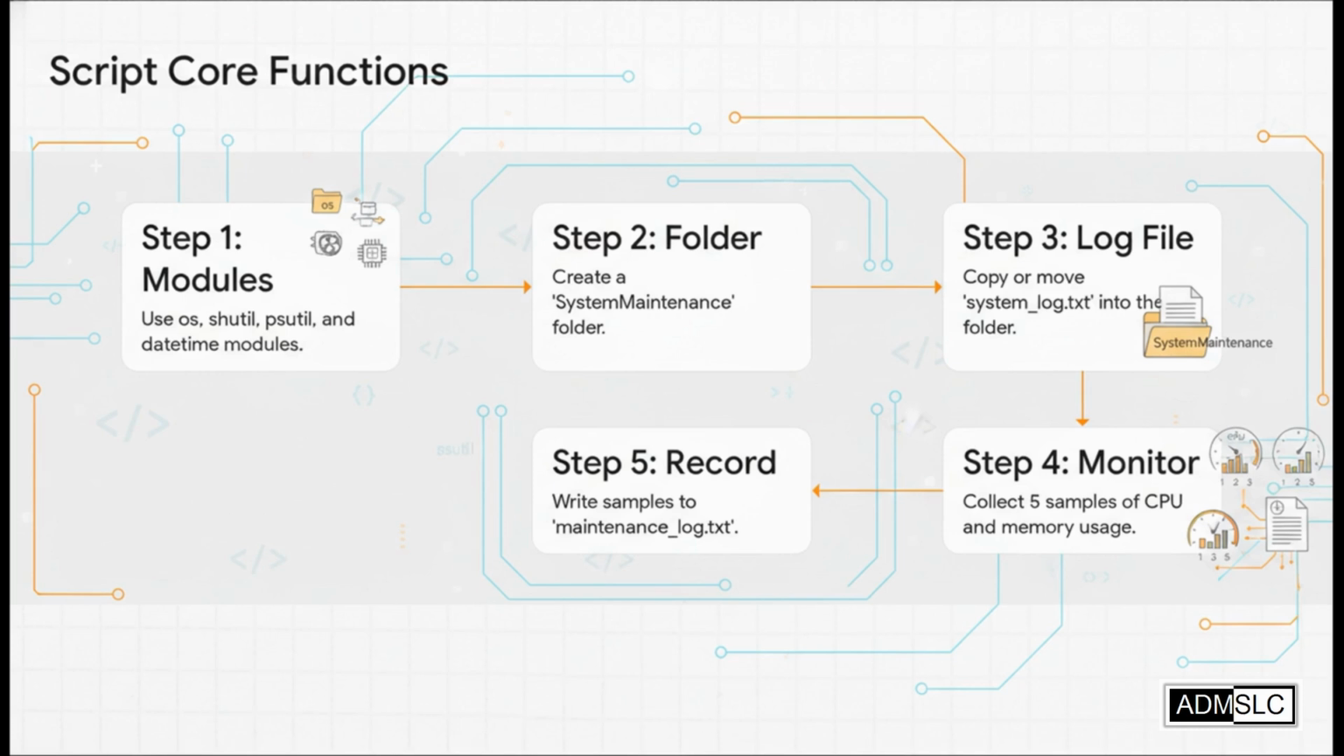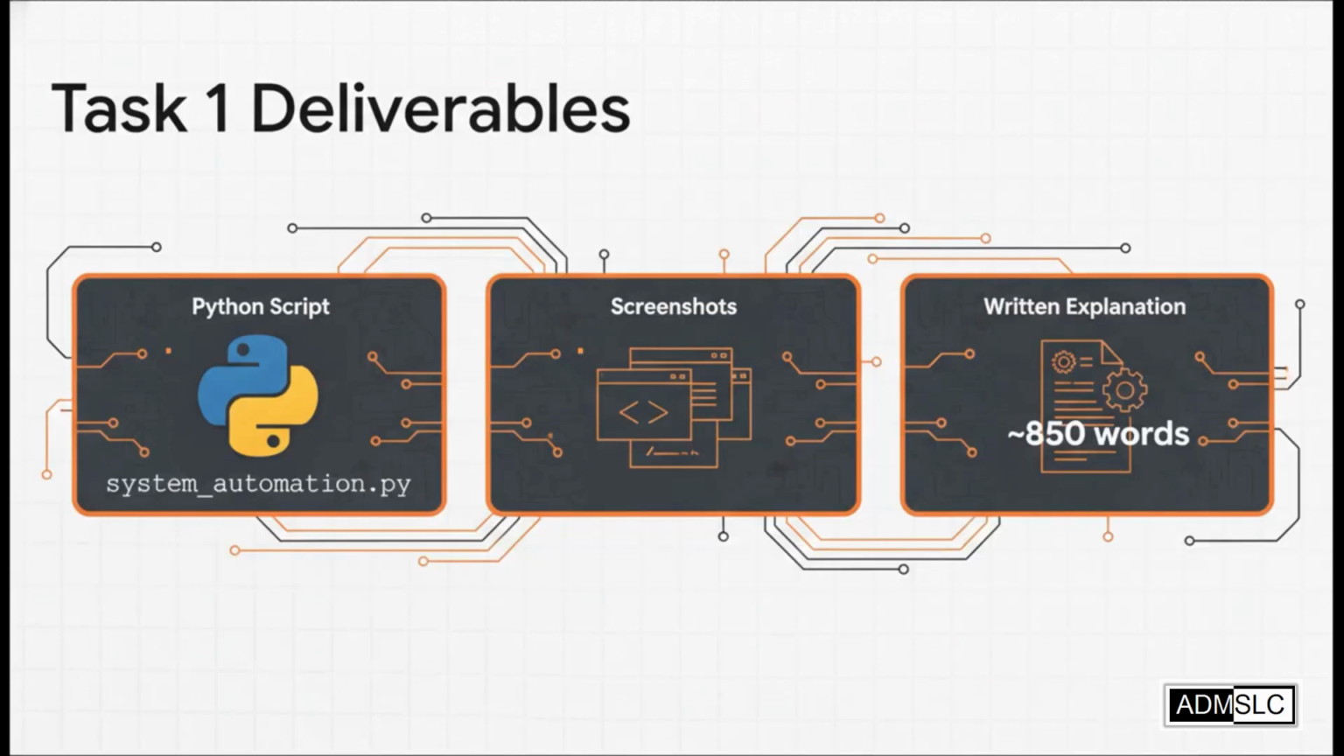Fourth, it's got to grab 5 quick samples of your CPU and memory usage. And finally, it writes those samples into a brand new file, maintenancelog.txt. Tick off all 5 of these and you are golden for this task. Now, this is super important. You don't just hand in the Python script and call it a day. No way. You have to submit 3 things for this task.